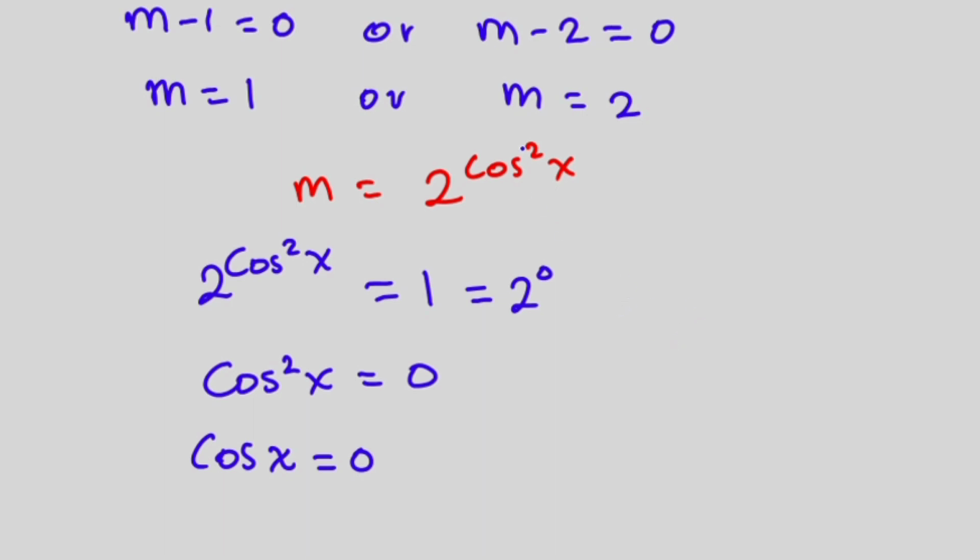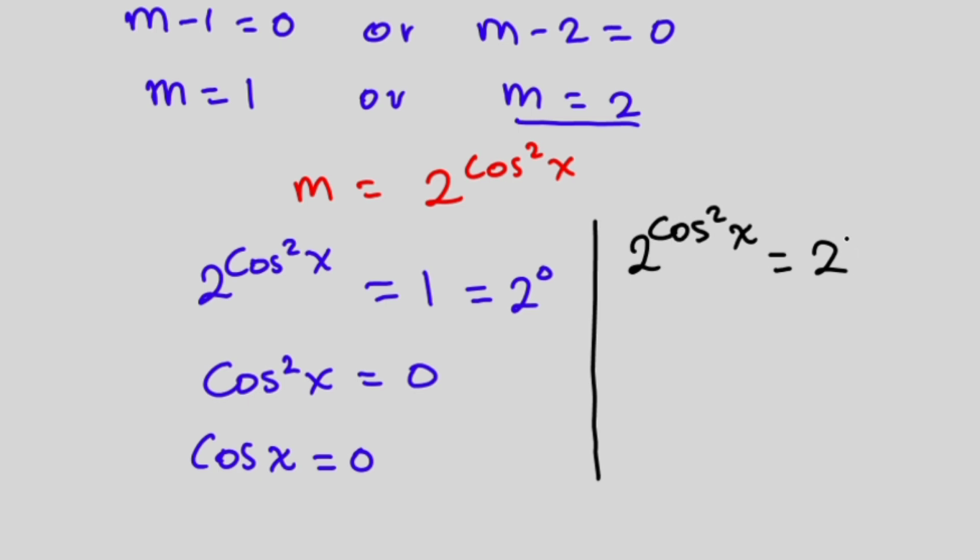Now, let's come back to this equation when m is equal to 2. So, when m is equal to 2, we're going to have 2 to the power cos squared x is equal to 2. Now, this 2 is to the power 1.